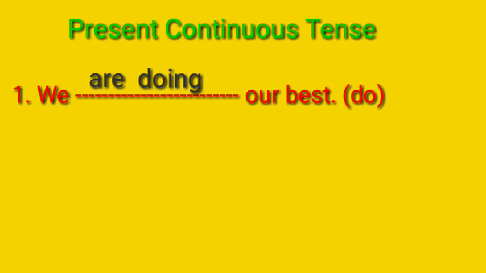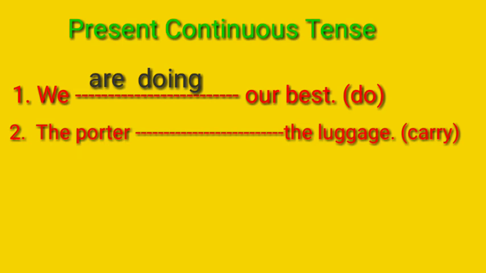Okay. Next, one more example. The porter dash the luggage. In the bracket, carry is there. Then you have to check first the subject. What is the subject here? The porter. Porter is singular or plural? Singular. So we will write is. Okay. Then ing form of carry. The porter is carrying the luggage.